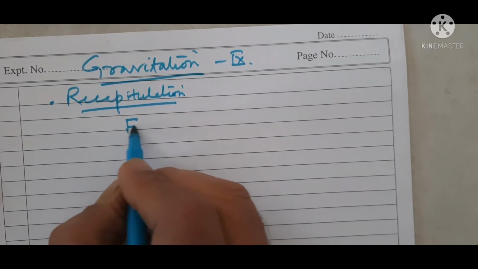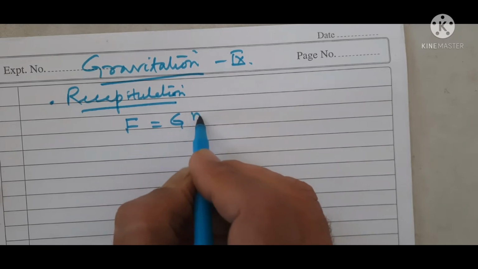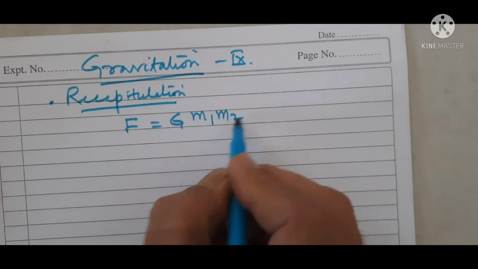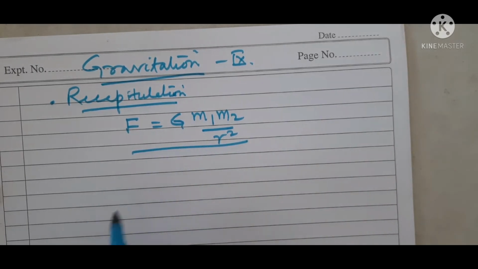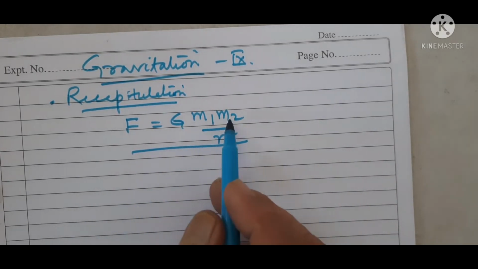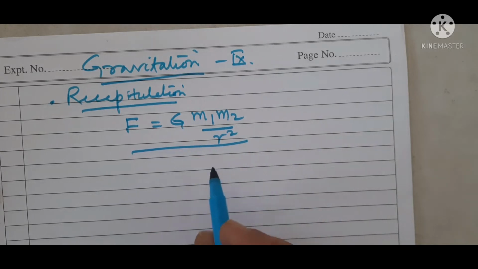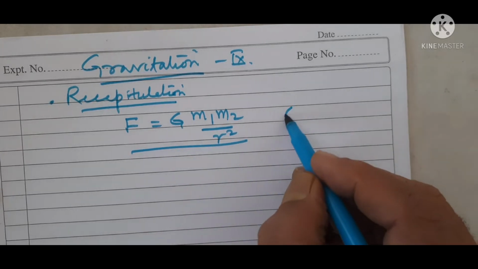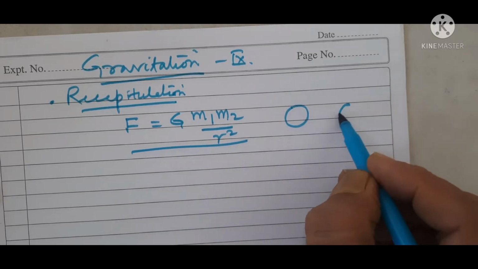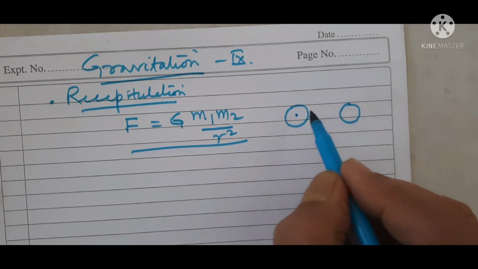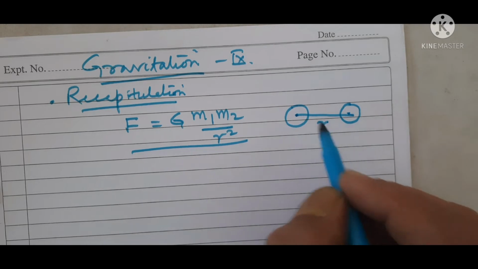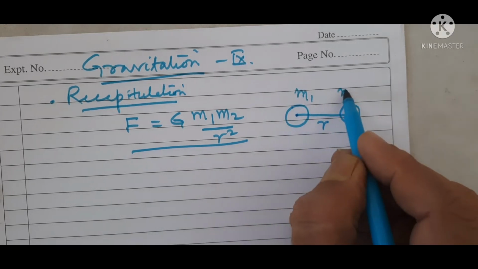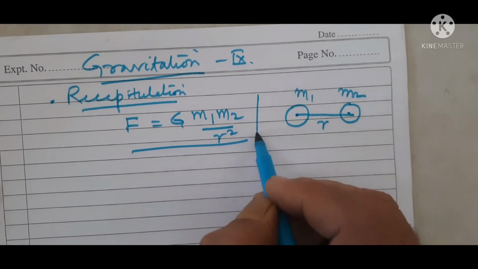In gravitation, F is equal to G m1 m2 by r square. This is the first formula, where m1 and m2 are the two masses and r is the distance between them. We are taking the distance from the center of mass of the first object and the second object, and m1 and m2 are the masses.